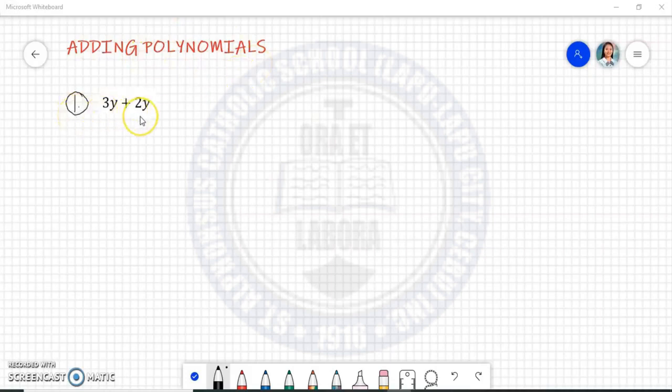3y plus 2y. The very first thing that you're going to ask yourself is, are the two terms like? Yes, they are, because they have the same variable y. And since they are like terms, we can now add the two terms together.